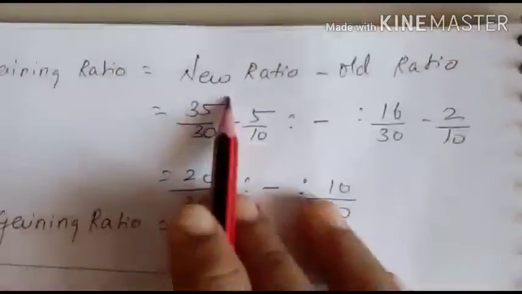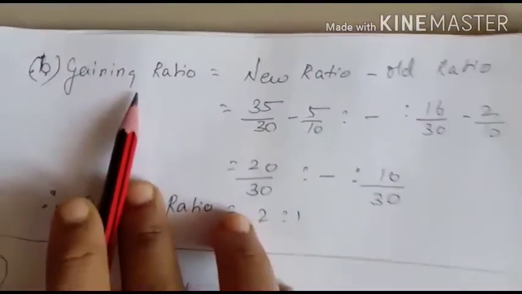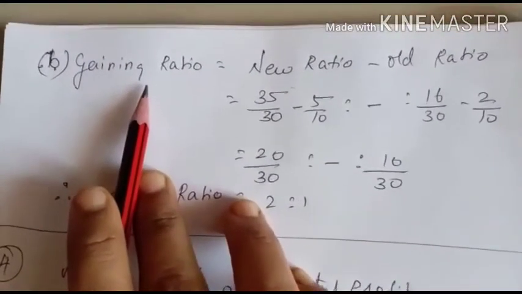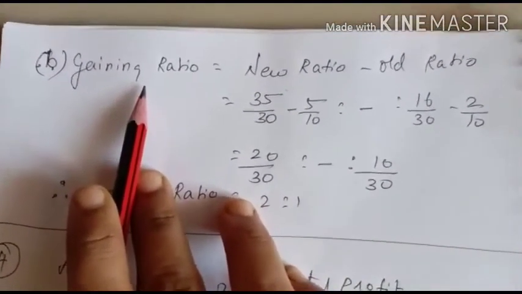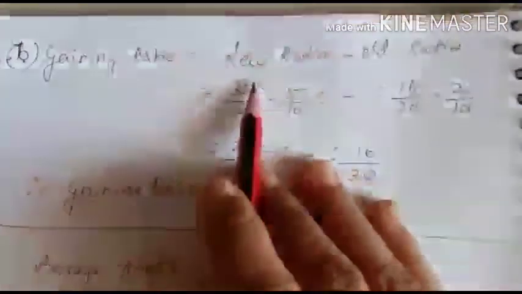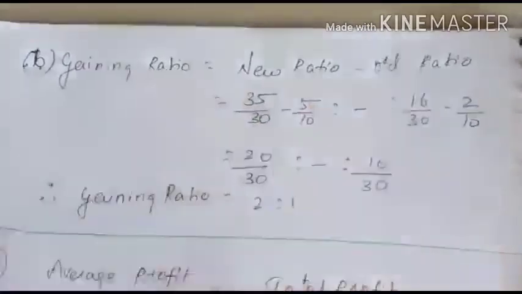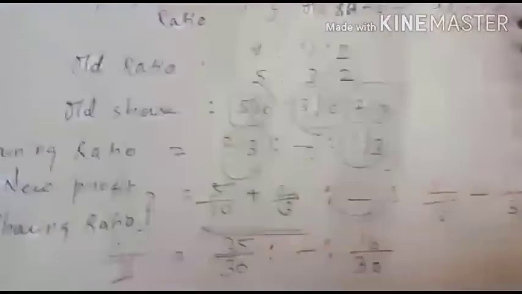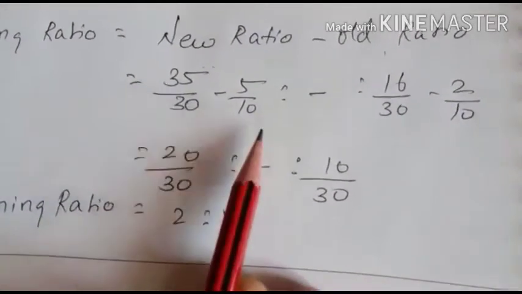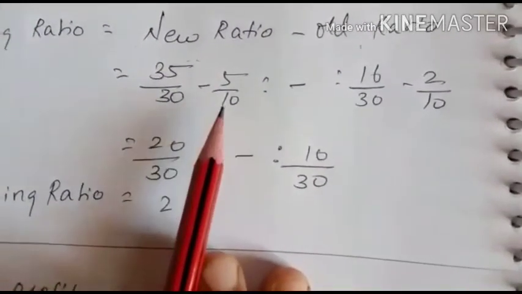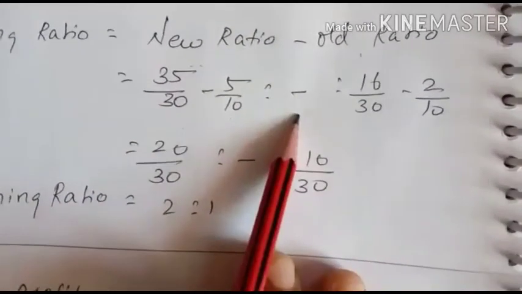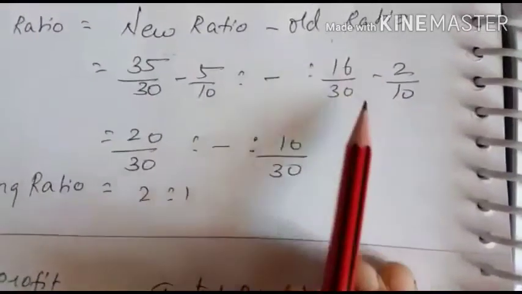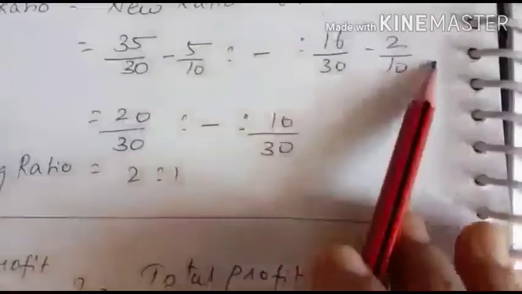Now what will be their gaining ratio? The new ratio minus the old ratio. Whether they have a profit or any difference compared to the previous share. So we are doing the new ratio minus the old ratio. The new ratio after getting from Y is 35/30, from 5/10 plus 2/3. So 35/30 minus their old share, agreed when the partnership began, 5/10. Then we don't have Y because he is retiring. Then Z's new ratio is 16/30 minus the old ratio 2/10.